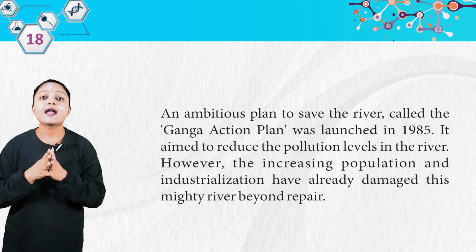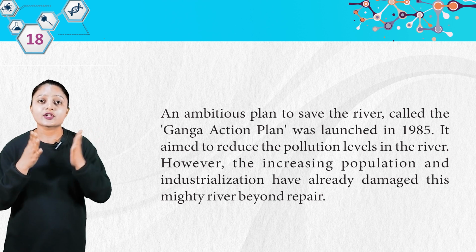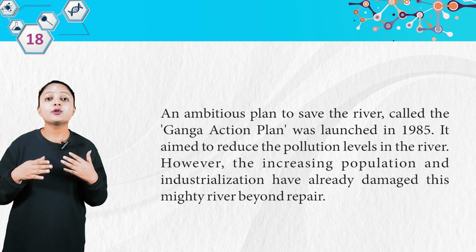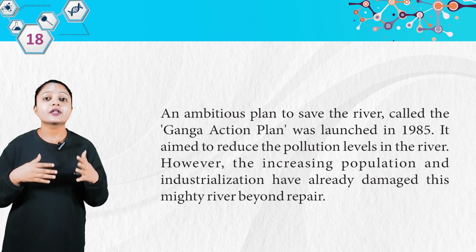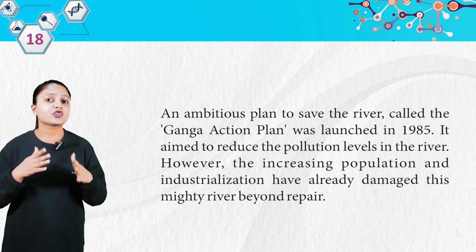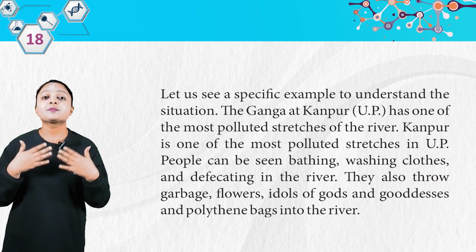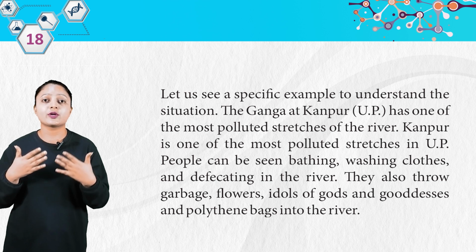An ambitious plan to save the river called Ganga Action Plan was launched in 1985. It aimed to reduce the pollution levels in the river. However, the increasing population and industrialization have already damaged this mighty river beyond repair. Let us see a specific example to understand the situation.